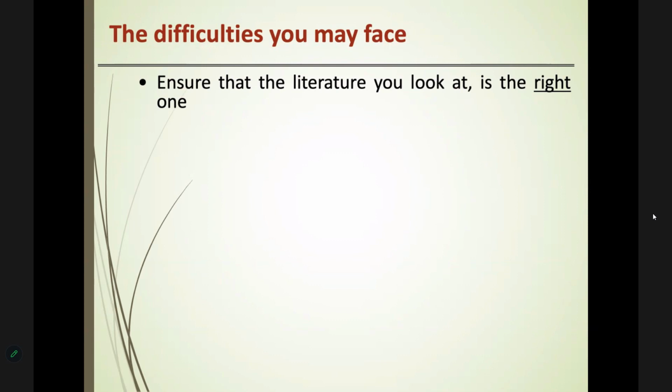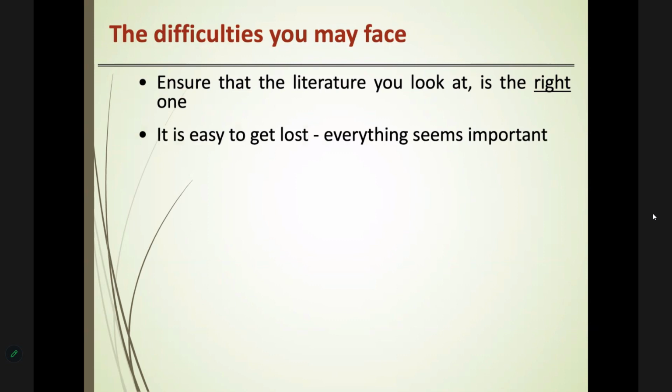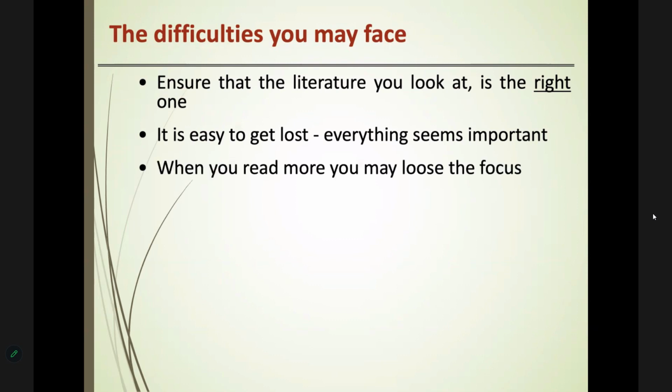The main thing is to find out whether you have the right information, and ensure the literature you are looking at is the right one. Sometimes it is not straightforward. You cannot even tell whether it is the right paper that you are reading or not. It is easy to get lost. When you take a 12-page paper, every single sentence seems important, so what to take and what to leave? Sometimes when you read more, you get more confused and lost in so much information.